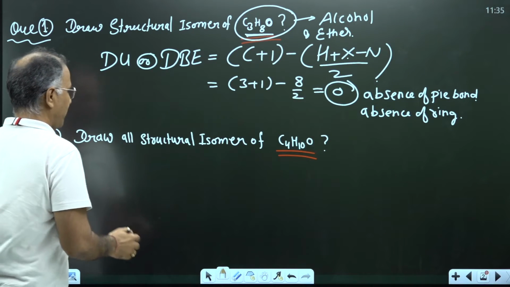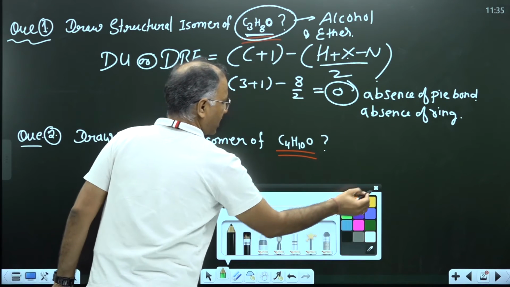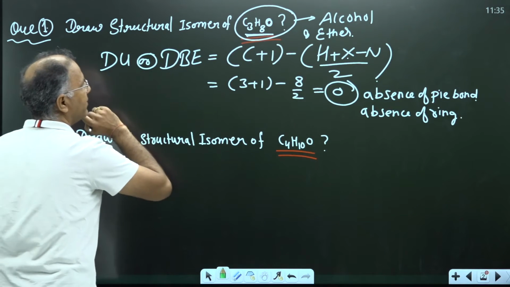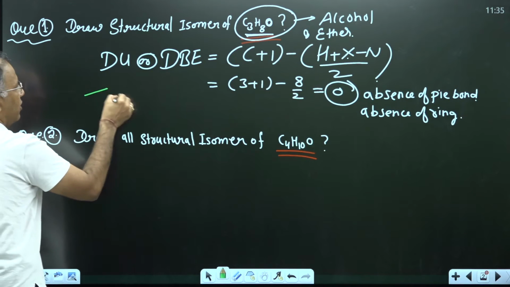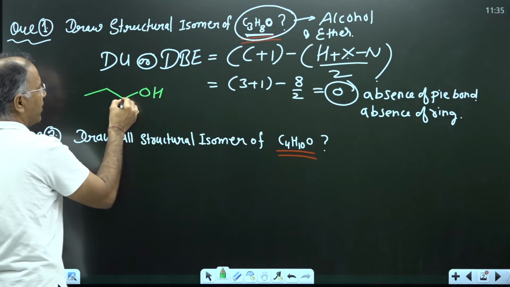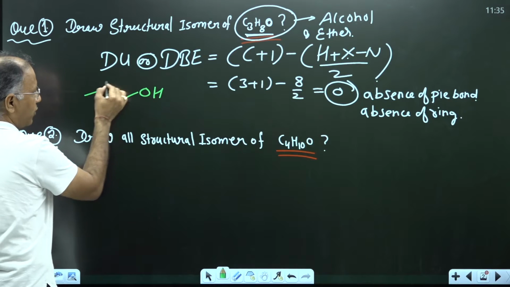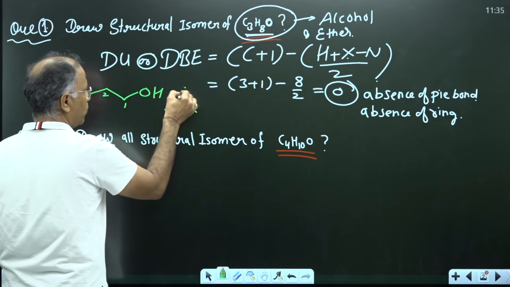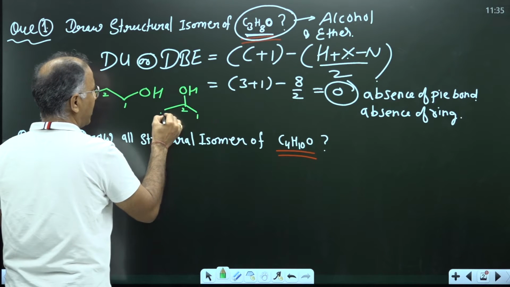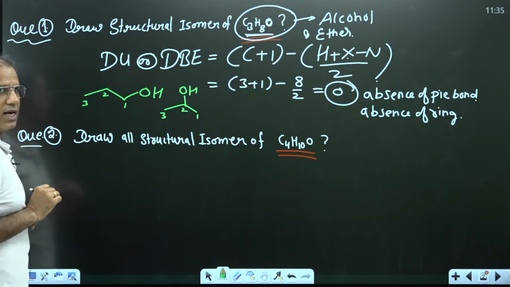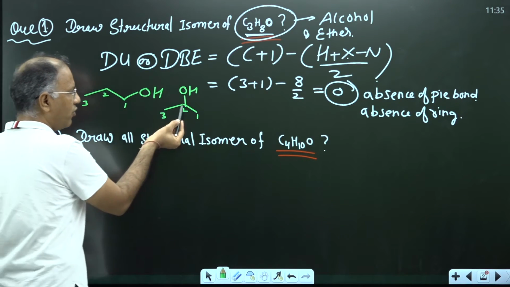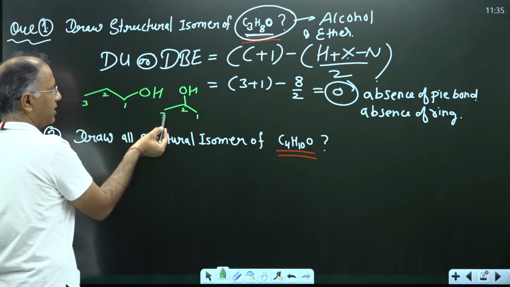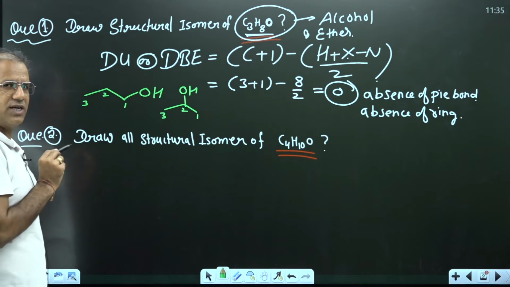So first of all, we will draw alcohol. What are the possible alcohols? How many carbons are there? Total 3 carbons are there. So first of all, we will draw 1-propanol. If we change the position of OH from first to second carbon, this is our 2-propanol. What is the relation between these two? These two are positional isomers. Similarly, if I move OH from second to third, this means it is identical to the first isomer.